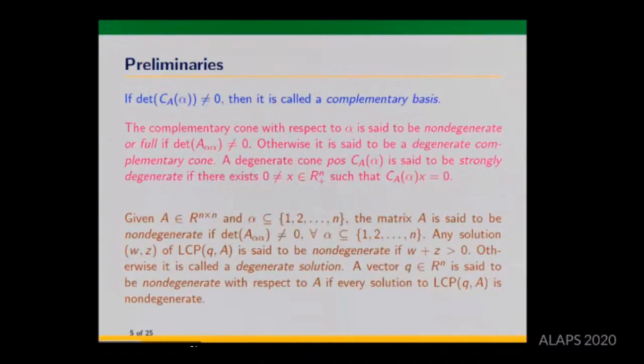Now, given a matrix A and alpha, the matrix A is said to be non-degenerate if delta alpha alpha is not equal to 0 for all alpha belonging to a subset of 1 to n. And any solution of LCP(q, A) is said to be non-degenerate if W plus Z is greater than 0. Otherwise, we will say it is a degenerate solution. And when every solution is non-degenerate, then a vector Q is said to be non-degenerate with respect to A.